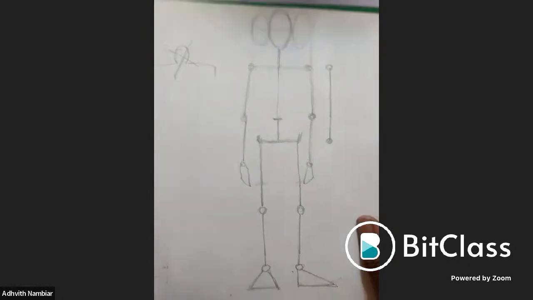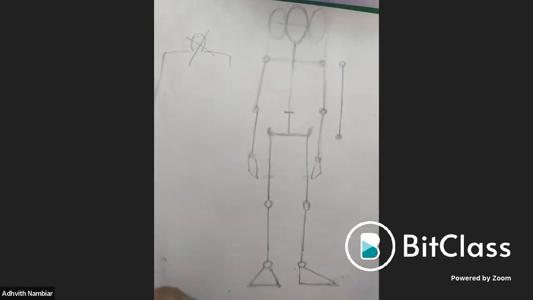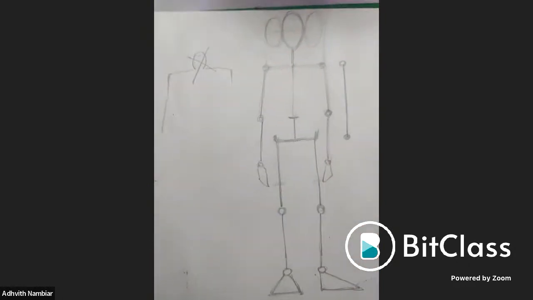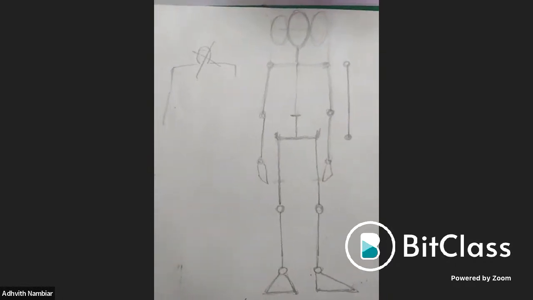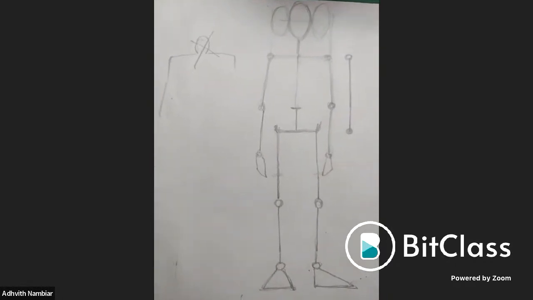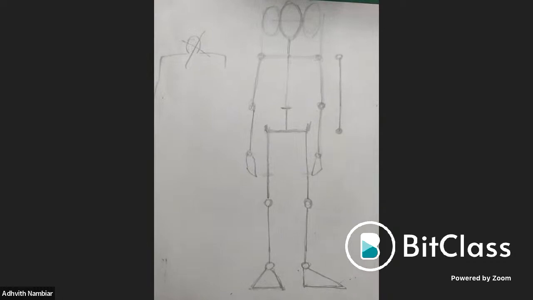And here we have a full human figure. This is, by the way, the easiest way to draw a perfectly proportionate human figure, as well as being very quick about it.